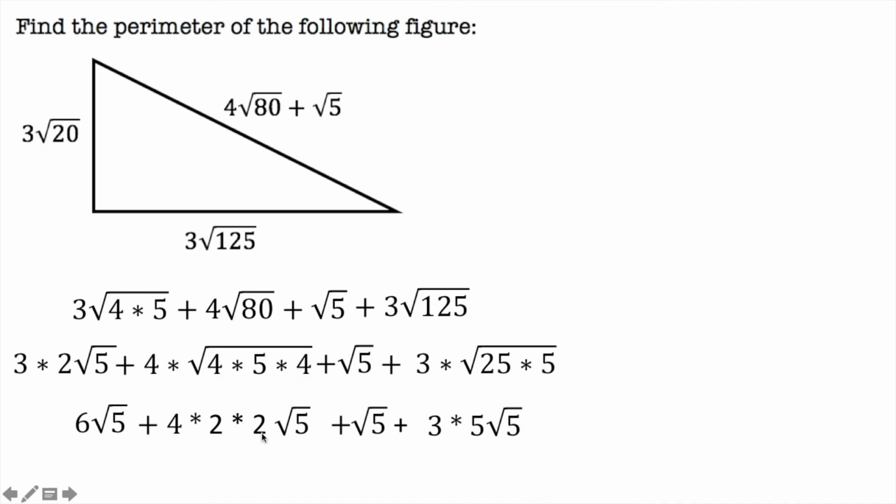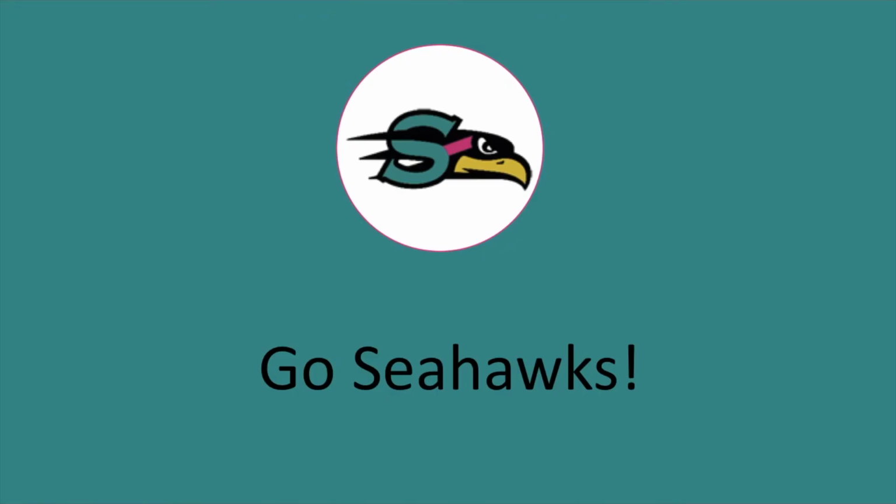So now we're going to combine these, and you get 4 times 2, which is 8. 8 times 2 is 16. 16 plus the 1 that's here, because this is 16 square root of 5, plus the 1 square root of 5 turns into 17 square root of 5. Then we just have 3 times 5, which is 15 square root of 5. And now they all have matching radicands. So we just add the front numbers. 6 plus 17 is 23. 23 plus 15 is your 38 square root of 5. And that is all. Go Seahawks.